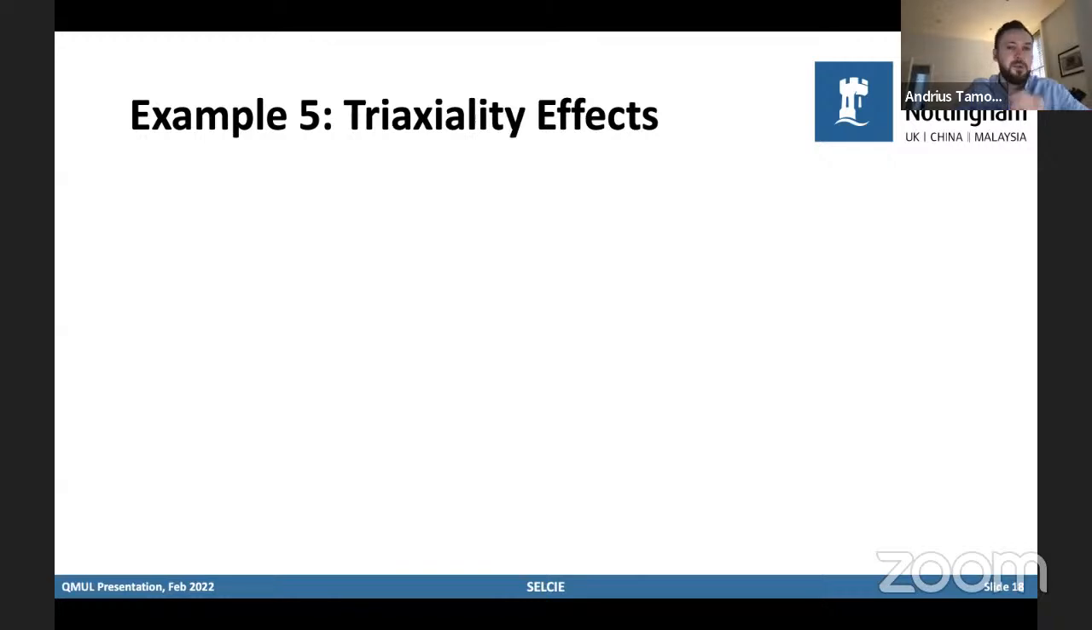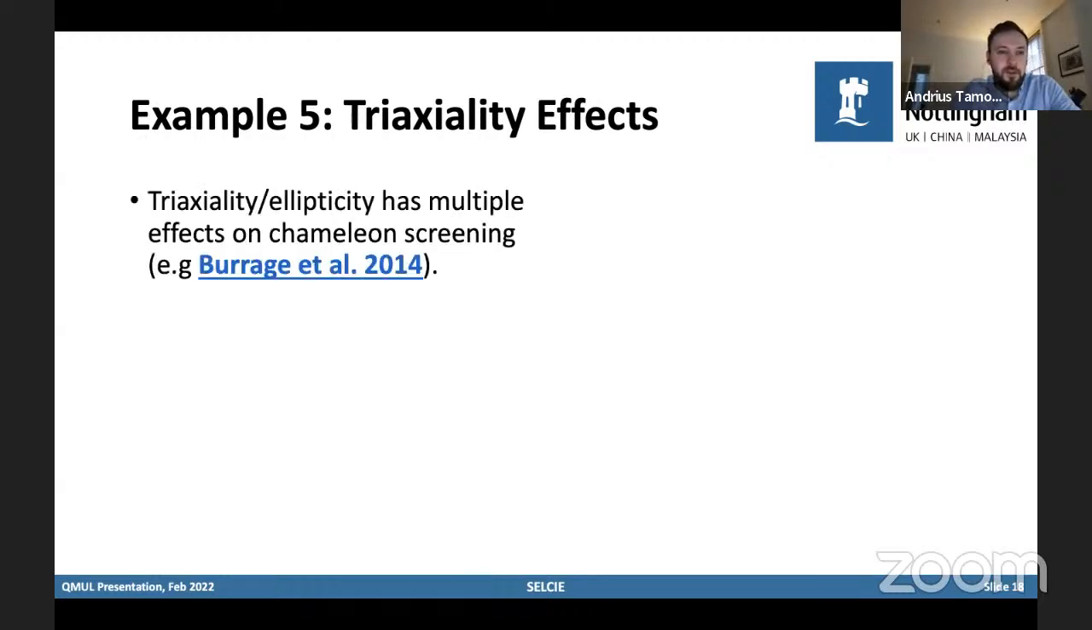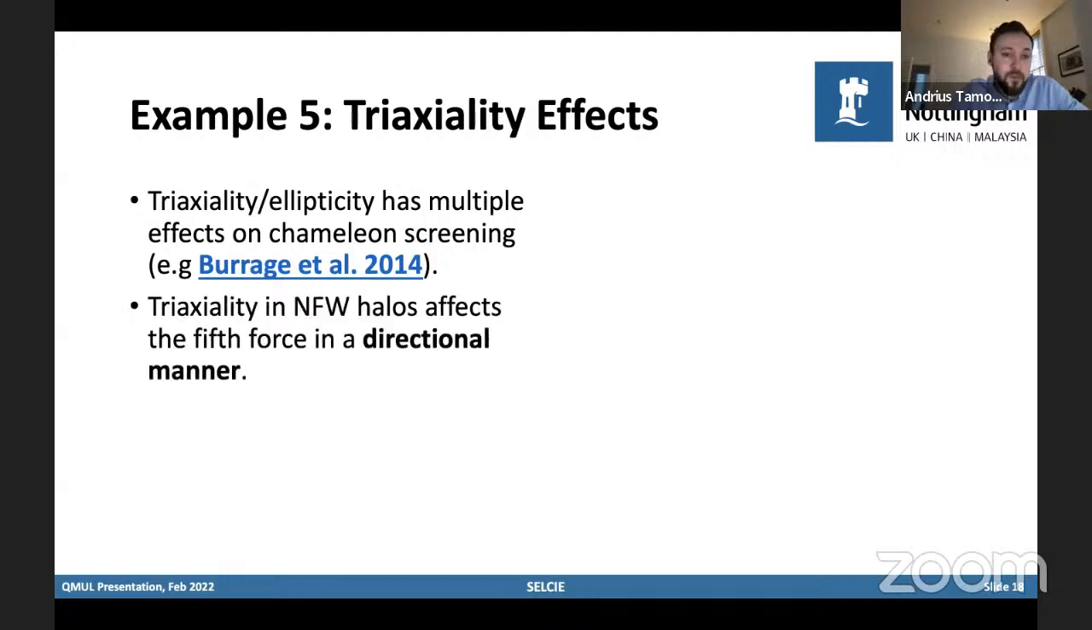Now, another question that we can ask, because in the simulation data we also had the shape information for each halo. So these are the so-called triaxialities of each halo. So what happens if you take into account the shape of each halo? Maybe that helps us out with increasing that fifth force.